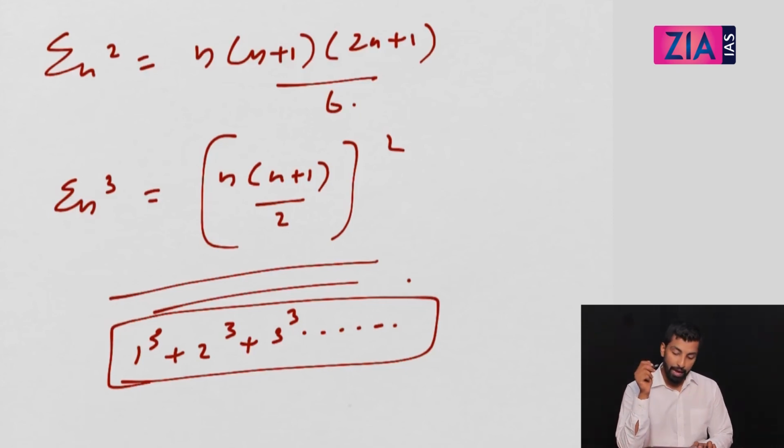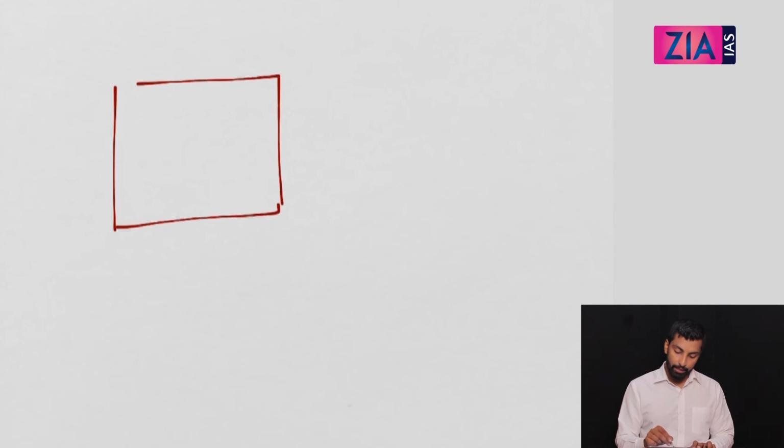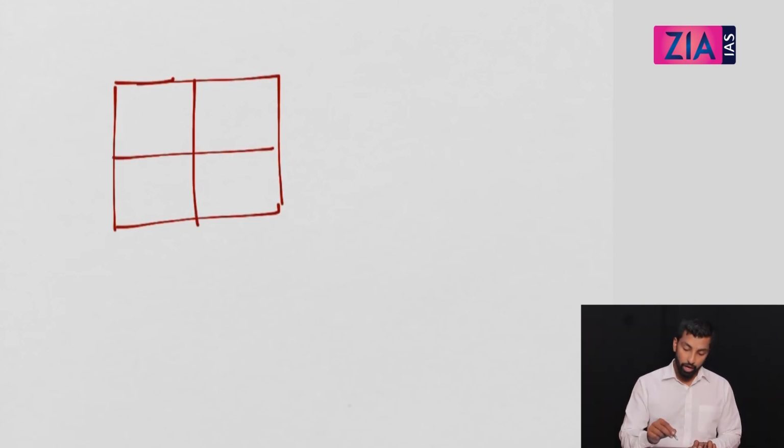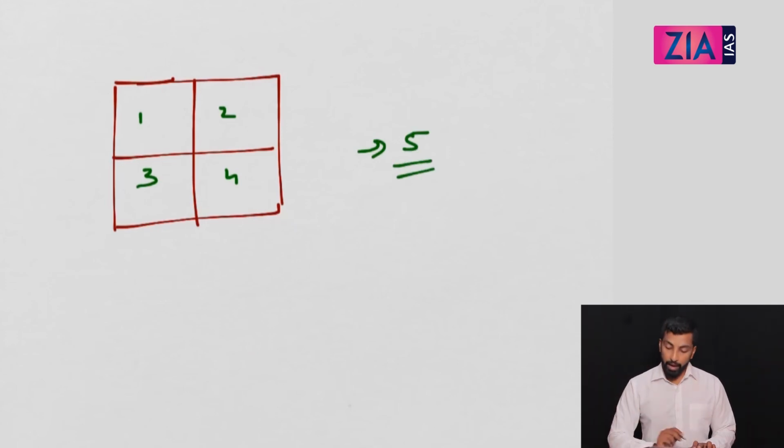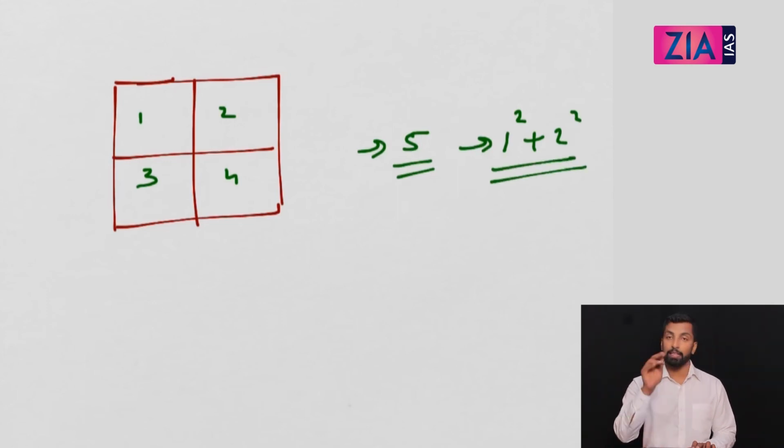If you want, I will give you applications of sigma n square and sigma n cube which used to come in exams. Let's take a square. Let's take a 2 into 2 square. If I ask you how many squares are there in this, you will tell me this is 1, 2, 3, 4, and the bigger one, so a total of 5 squares. How did you get this 5? You can visualize or answer it as 1 square plus 2 square. Why up to 2 square only? Because it is a 2 into 2 square.